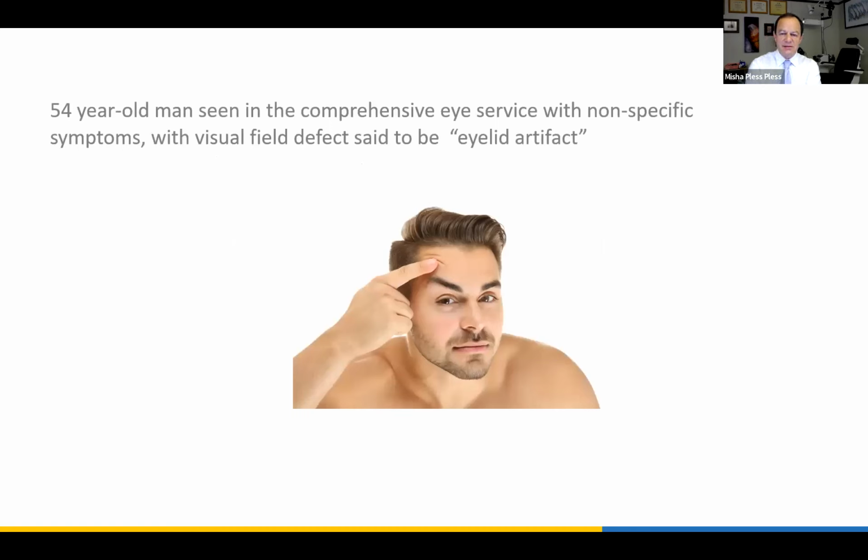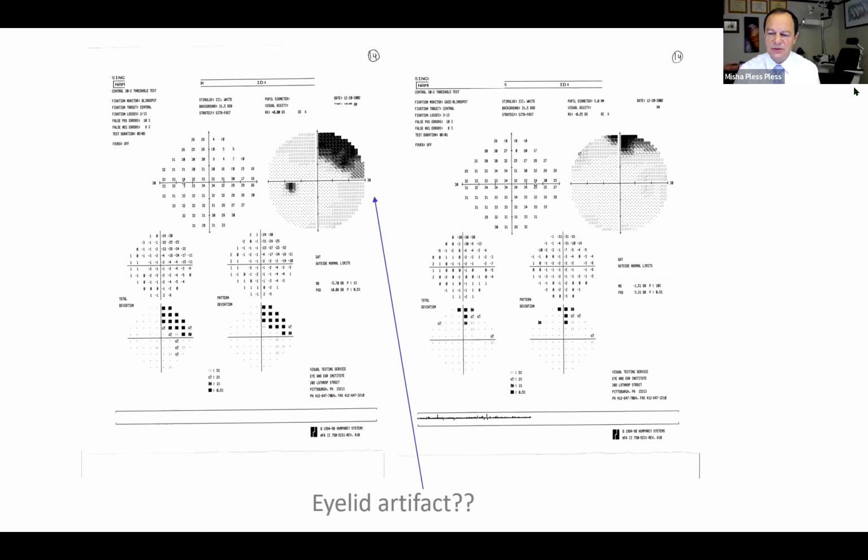The next case is a man that is seen in the eye doctor's office with non-specific symptoms, has a visual field defect that is said to be eyelid artifact. Now, we see that on a regular basis. Patients that are sent to us with eyelid artifact, could this be neurological? Now, you look at this visual field defect. This is the right eye. This is the left eye.